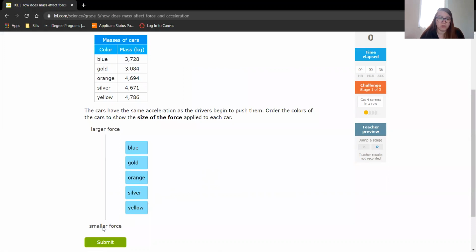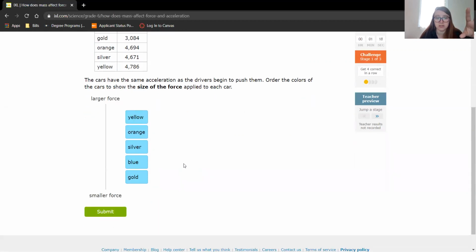So it needs to know which one took the smallest force and which one took the largest force. This is me going fresh in at this. I haven't really done sixth grade science stuff in a while, so I think the way you put it in order is going to be like the lightest car is going to be the easiest to push, the least amount of force taken. So the lightest car was the gold car, so that one's going to be small. Next up would be blue. So gold, blue, and then the silver car is slightly less heavy than the orange car. So silver, then orange, and then yellow should take the most amount of force because it's the heaviest.